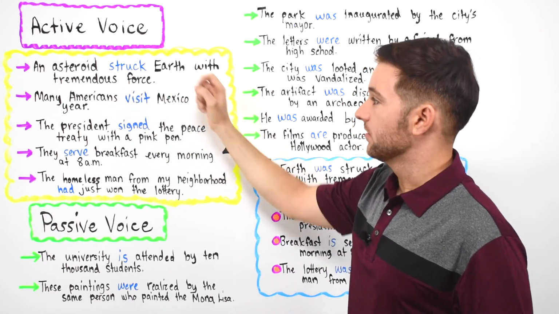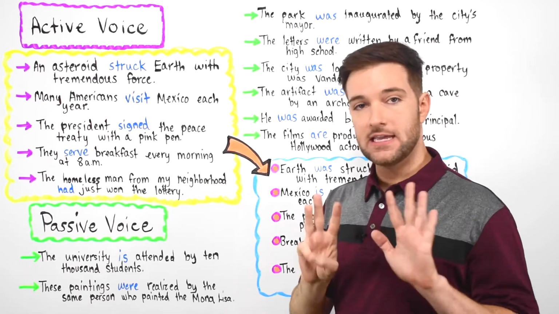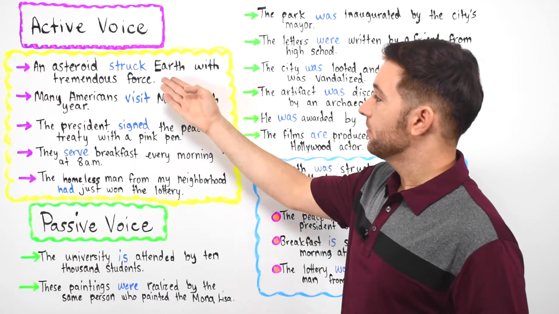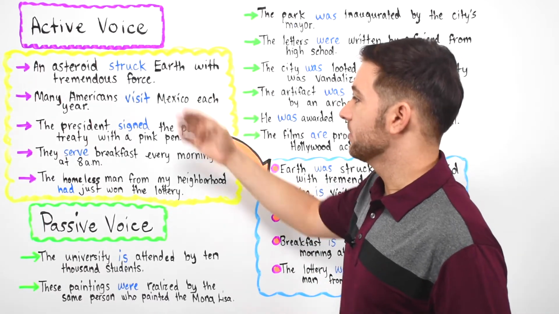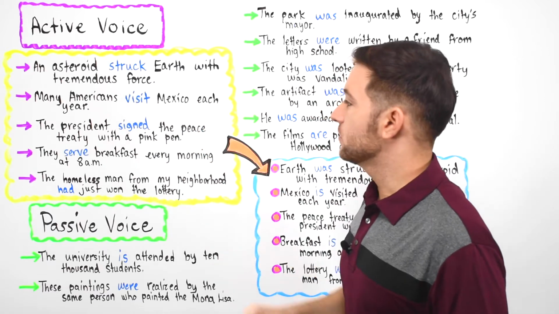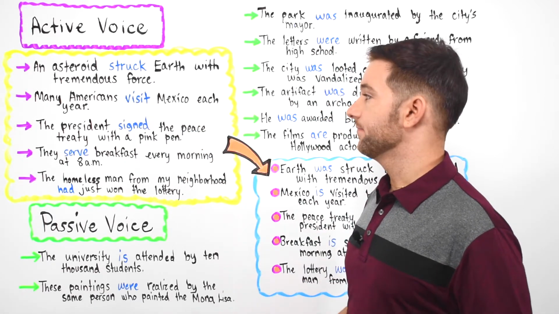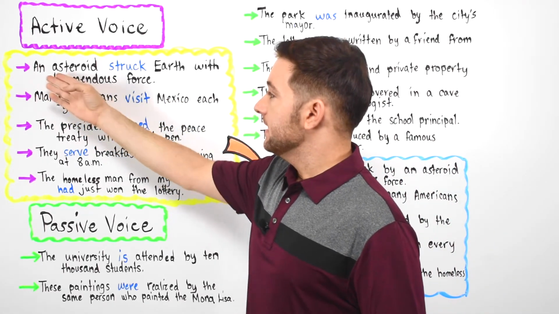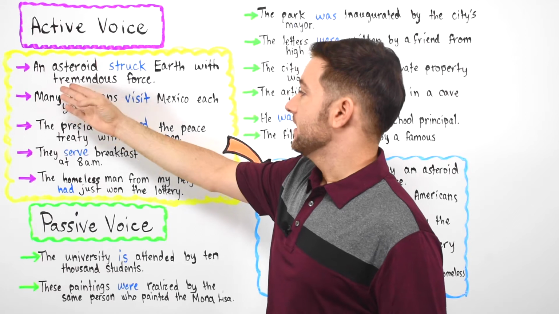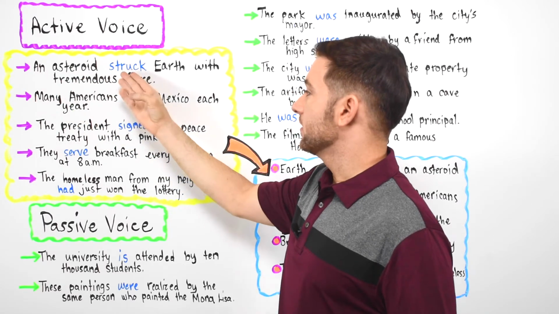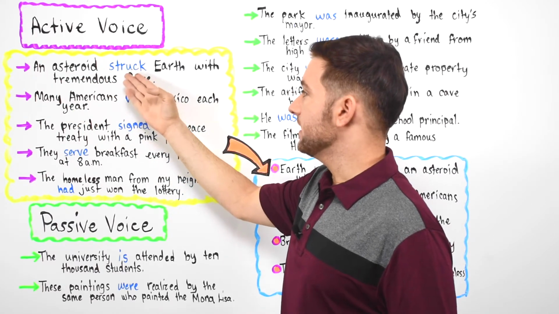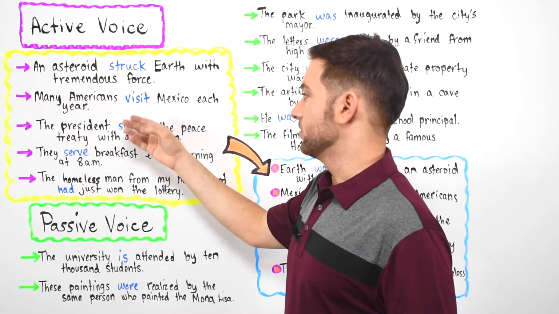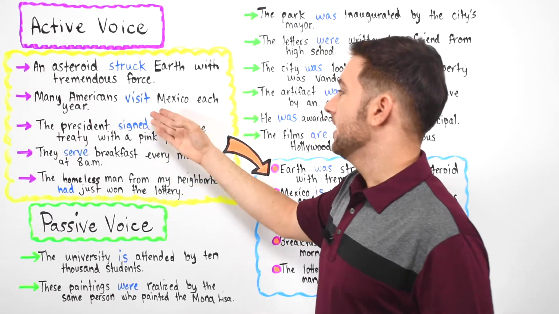We live on Earth, right? There's 8 planets, maybe 9 if you include Pluto, okay? But Earth is the 3rd planet from the sun, and we live on Earth. Many Americans visit Mexico every year or each year, okay? Many Americans visit Mexico, so in the beginning, like an asteroid, that's the subject. And what did the asteroid do? It struck. It performed the verb. It performed the action, okay? In this case, many Americans performed the action, which is from the verb to visit. And what did they visit?